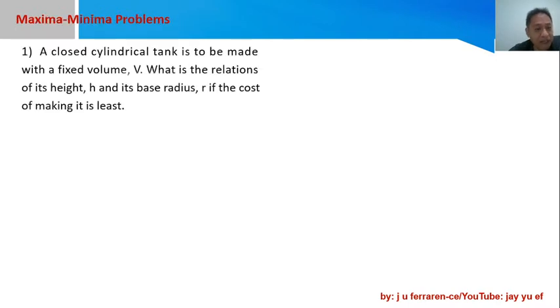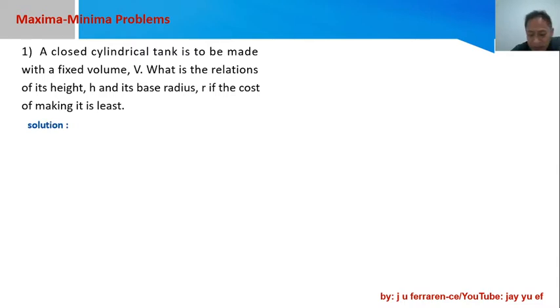Now, suppose we are given a situation like this. There is a closed cylindrical tank which is to be made having a fixed volume V. So your V here is not a variable but a constant. What is the relation of its height h and its base radius r if the cost of making it is less? So we have to minimize the cost of the construction of this kind of cylindrical tank. Okay, so we have a solution.